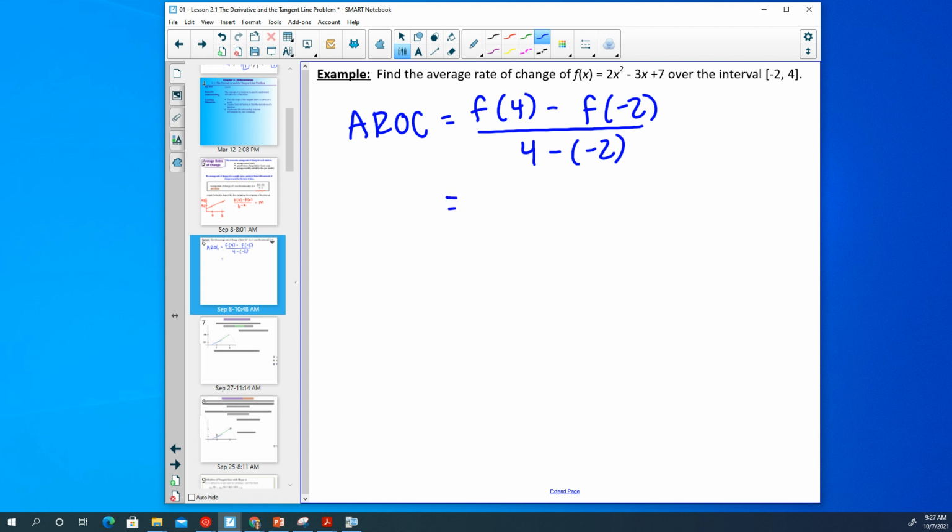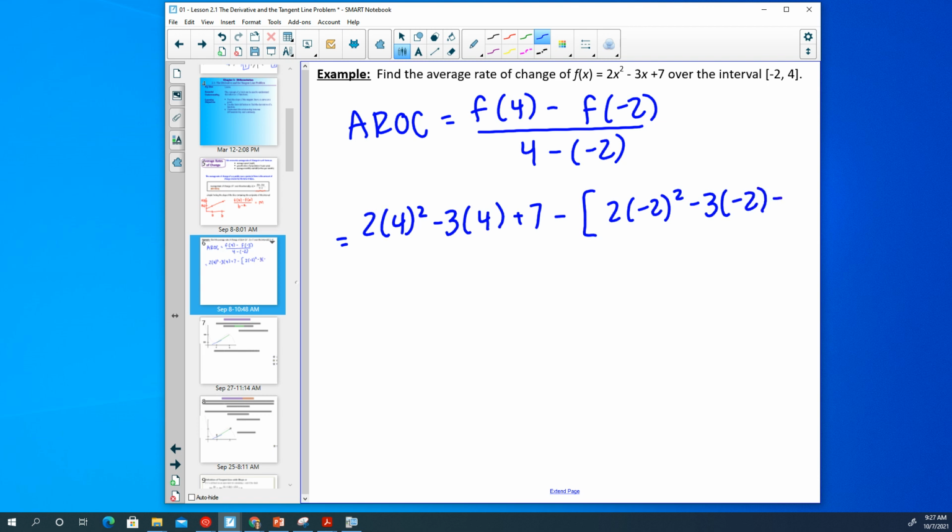So to find f of 4, let's practice not using our calculators. I showed you a quick way, if you just type this into your y1, but let's say this is a non-calculator question and we have to do this by hand. So we plug in 4, minus, when I plug in negative 2, make sure you wrap this in parentheses, because we're going to have to subtract this whole entire quantity once we evaluate it. All over 4 minus negative 2, which is 6.